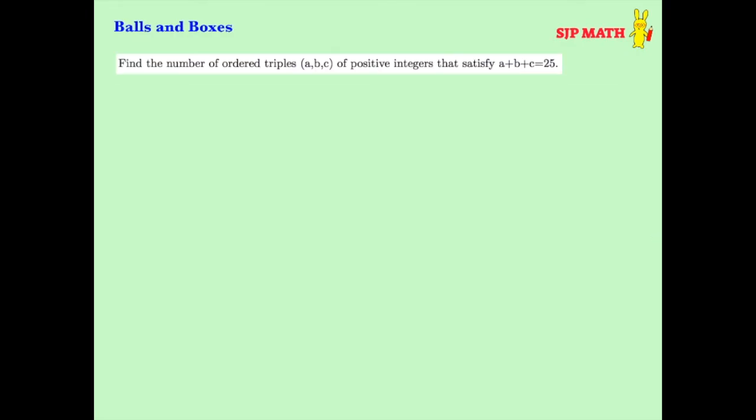So get rid of that, and the next problem is here. Find the number of ordered triples A, B, C of positive integers that satisfy A plus B plus C equals 25. This is kind of similar to the previous problem if you see it. So I recommend you pause this video and try this problem out for yourself, trying to use the balls and boxes rule without bashing this. Please don't bash this problem.